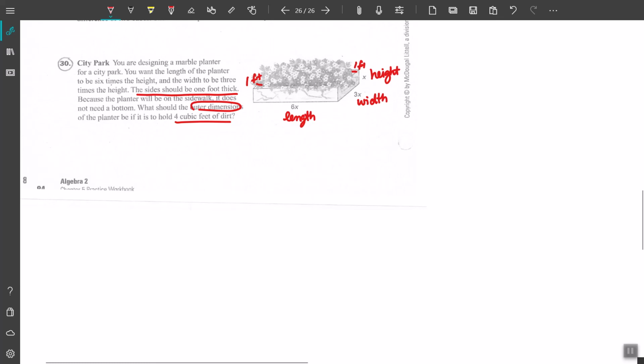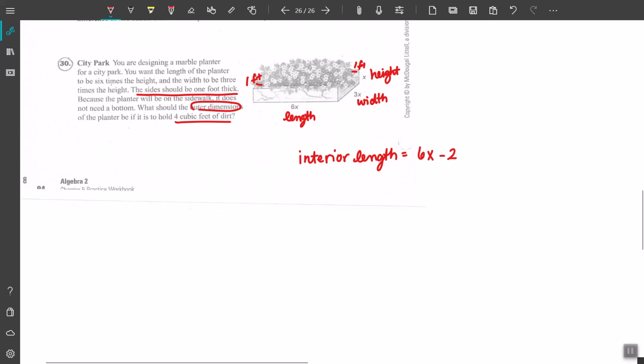So we're going to use what we know about the outer length, width, and height, and the fact that we know this wall is 1 foot thick to write expressions for the interior length, width, and height. So the insides that are actually touching the dirt. All right, so your interior length then is going to equal this 6x measurement that's on the outside. However, it's shorter than the outside length because of the thickness of that wall. So we have to say 6x, but we have to take 2 feet away, 1 foot on each side.